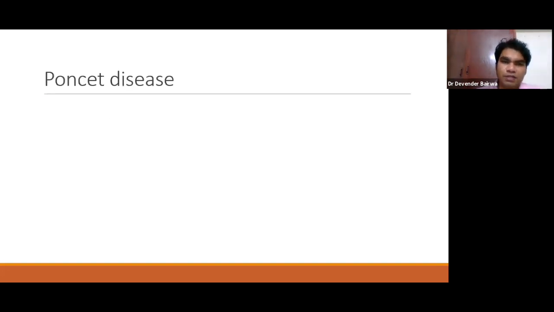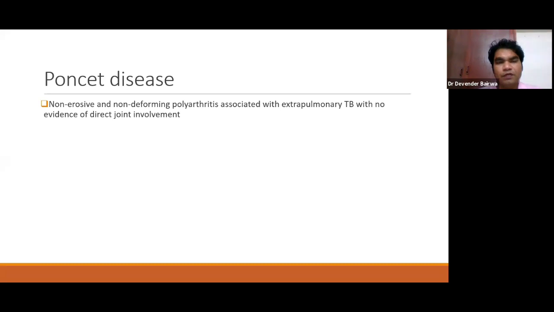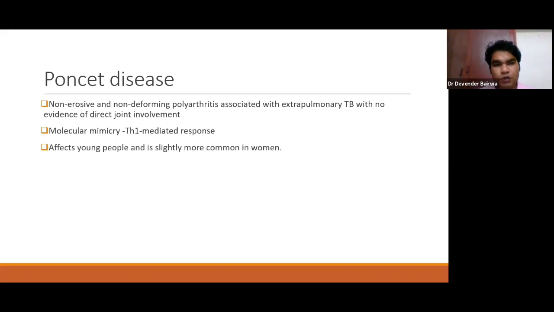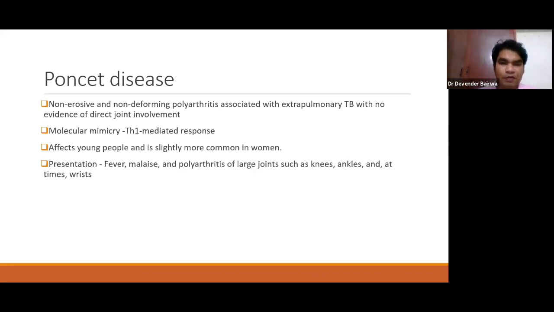Coming to Poncet's disease, as we discussed already, this is a kind of reactive arthritis. It is characterized by non-erosive, non-deforming polyarthritis. It is generally associated with EPTB, extrapulmonary TB somewhere in the body. And when you examine the joint, there will be no evidence of TB involvement of that joint. That is why it is a reactive arthritis. This is because of molecular mimicry leading to a Th1 mediated response in the joints. Generally, it is more common in young people and slightly more common in women.